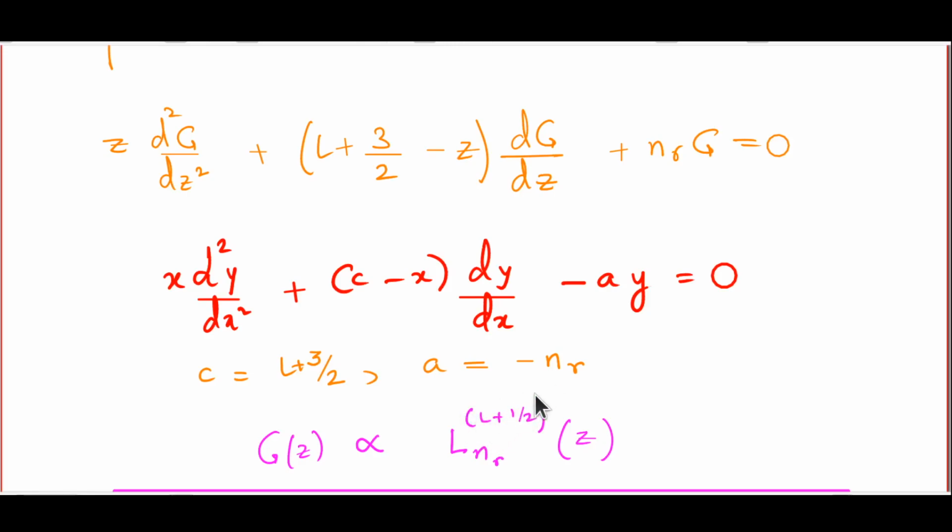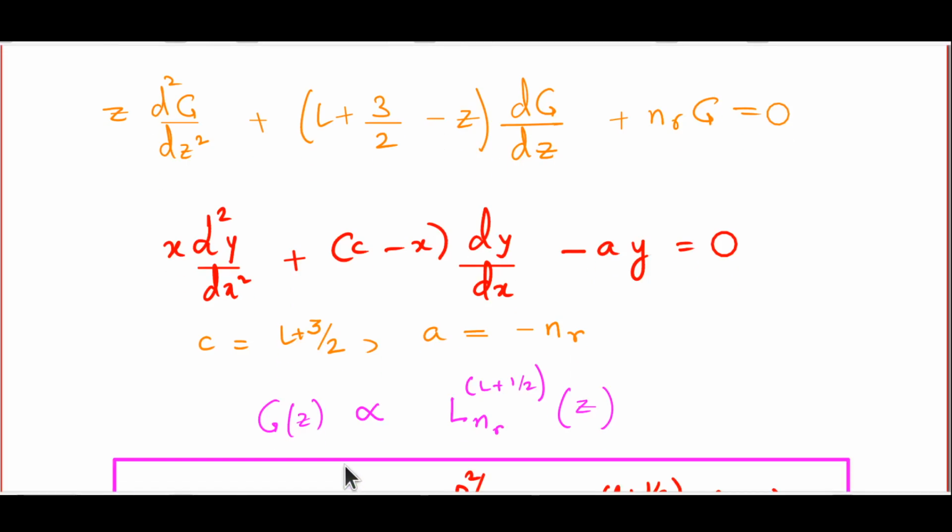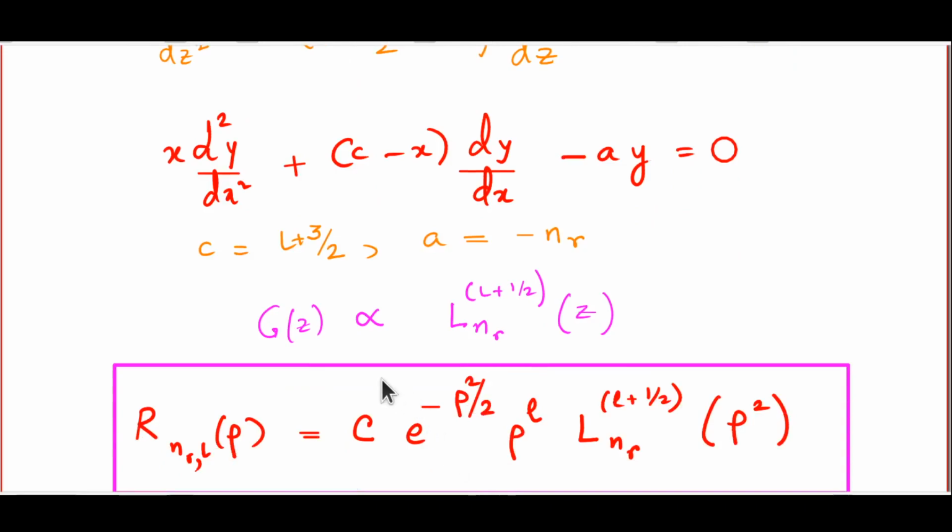By the way, this L plus half is written in brackets, but you should not confuse this with the often used notation where this indicates L plus half times differentiation. Of course, L plus half being a fractional number, that doesn't really make sense directly. This particular Laguerre polynomial is exactly what your solution is. So our radial wave function turns out to be a constant times e to the minus rho square by 2. Remember, this is the factor we put in at the very beginning to take care of the behavior at infinity. Times rho to the L times the associated Laguerre polynomial Lnr, L plus half of rho square.